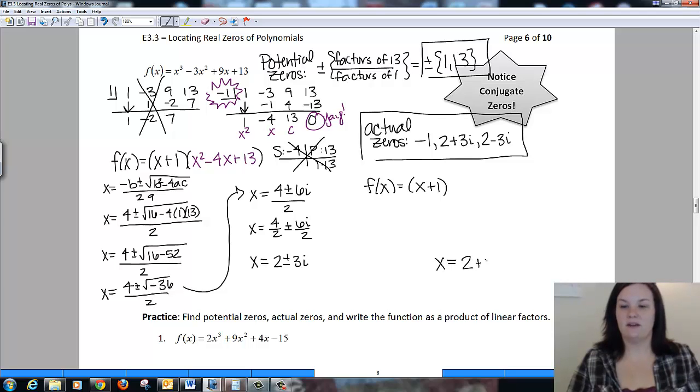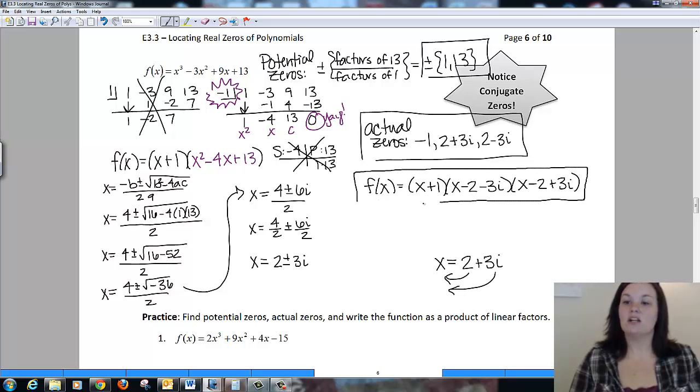So to write those as factors, we just move them back across the equal sign. In other words, if I have x is equal to 2 plus 3i, I'm going to move the 2 back over and the 3i back over, which would give me x minus 2 minus 3i. Okay. When I do the same thing for the second factor, I get x minus 2 plus 3i.